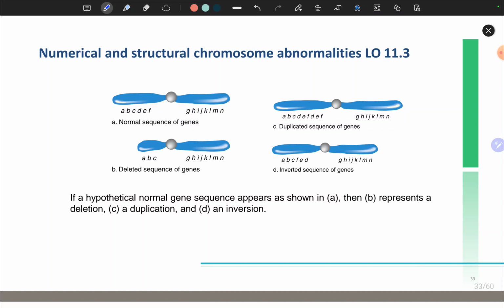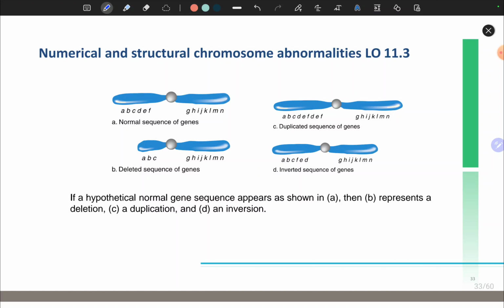So A, B, C, D, E. So this is the short arm, the long arm of the chromosomes. Here we have deleted, so you can see A, B, C, D, E, F is present, or here it is not present. Inverted, A, B, C, D, E, F, inversion, D, E, F goes to F, E, D, and here we have duplication, you can see. These are very nice pictures. Just look at the picture and you will understand these 3 phenomena, which are deletion, duplication, and inversion.